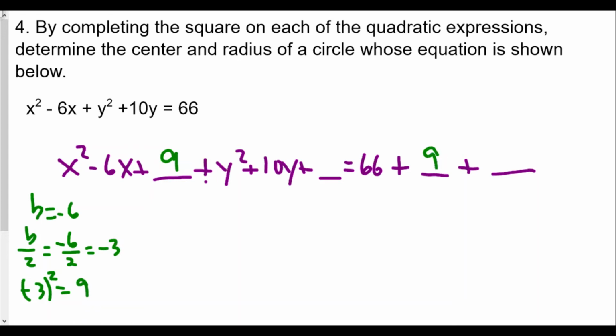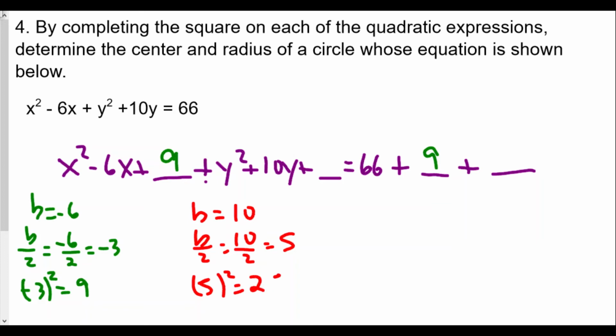Now we're finding the b value for y. Here the b value for y is going to be positive 10. So b over 2 is 10 over 2, which is 5. And then 5 squared equals 25.